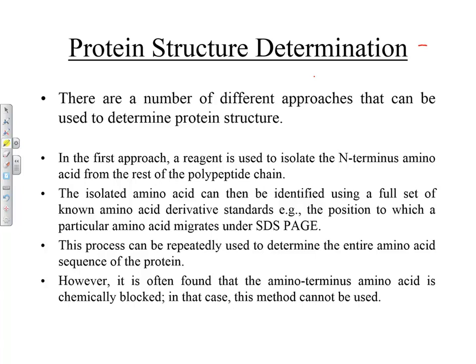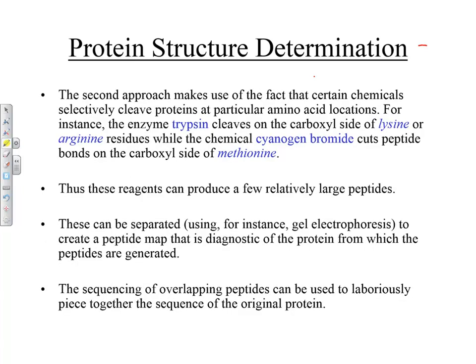However, many times it is found that the amino terminus amino acid is chemically blocked. You cannot use the reagent to cut that out, because the cell has produced the protein for a particular purpose. It hasn't produced the protein so that I can go in there with a reagent and cut it out. So it'll have its own defensive mechanism. It might be blocked, maybe the chemical that I have will not cut it out. In that case, you cannot use this particular method, because the amino terminus amino acid is chemically blocked, so it cannot react with anything.